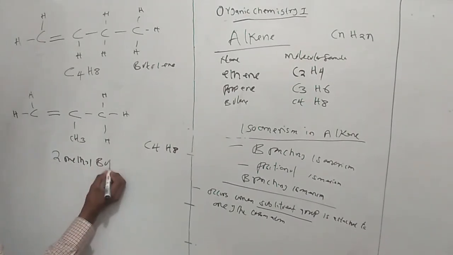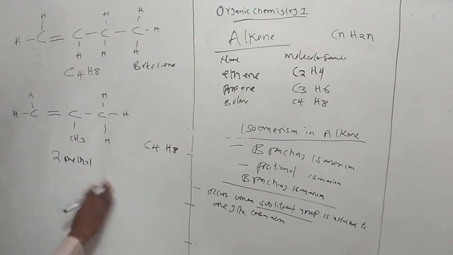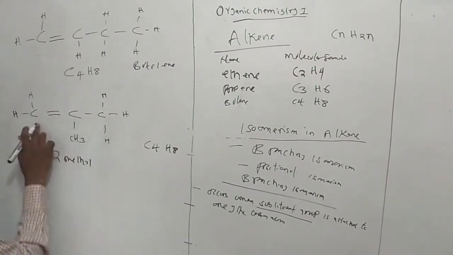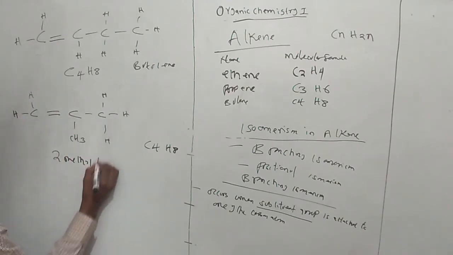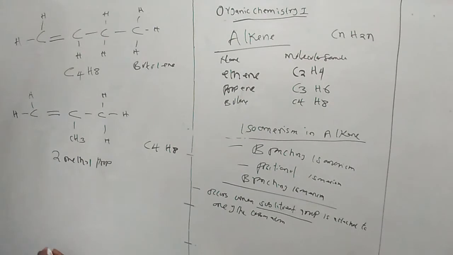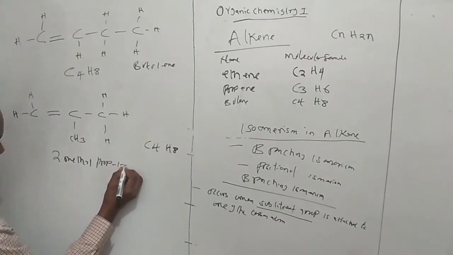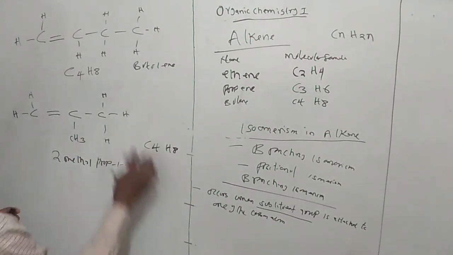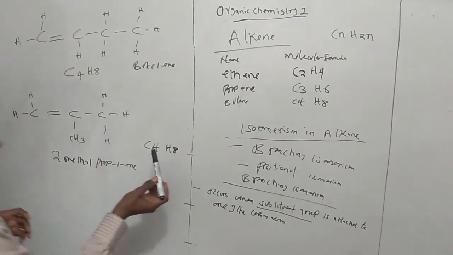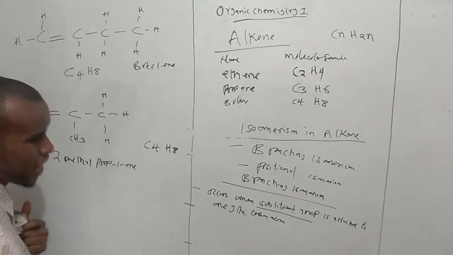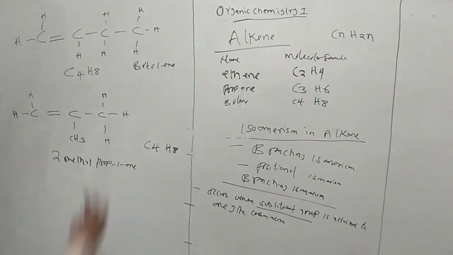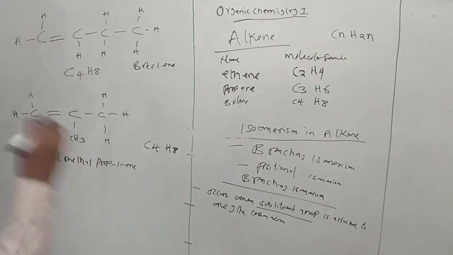Now this is not but. The chain will now be 3: 1, 2, 3. We take the chain containing the double bond, which is 3, so we'll have 2-methylprop-1-ene. See now the difference between this and this. Since the molecular formula is the same, C4H8, but the structures are different, that's why it's an isomerism, and specifically this is a branching isomerism.